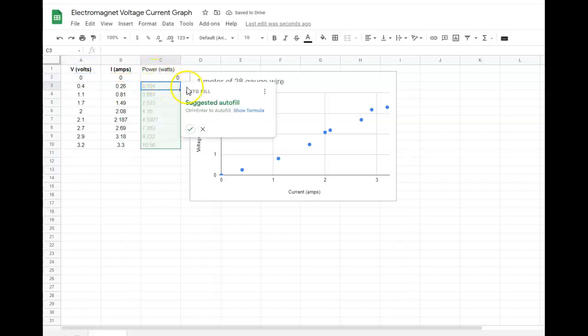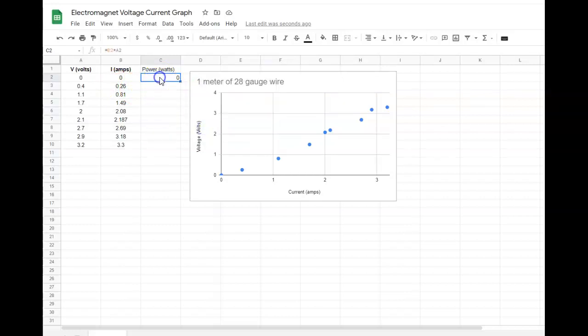Now you can see that there's a suggested autofill. It's saying, if you want to multiply these two numbers, I'm guessing that in the next box down, you want to multiply the two numbers underneath the first two. You can accept it, or I'm going to say no, because I'm going to do it myself. Another way to fill it is to pull this little blue square all the way down, and then it fills it down.